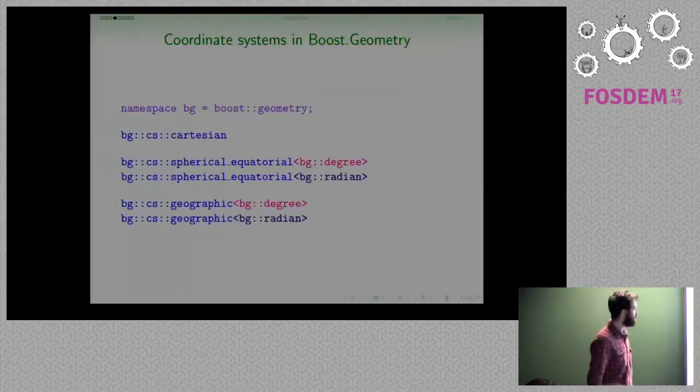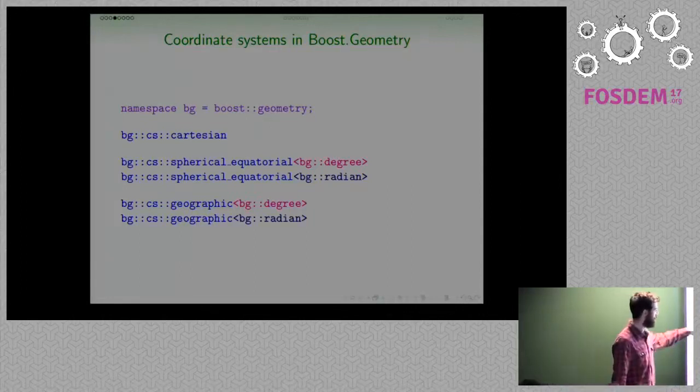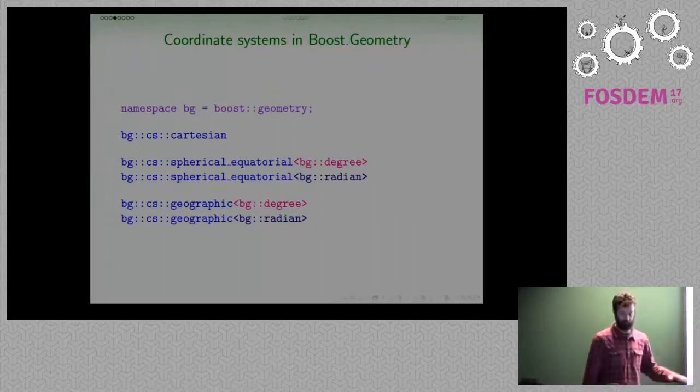So these are some types. These are the coordinate systems in Boost.Geometry. We have a Cartesian type, and we have a spherical equatorial parameterized by either degree or radian, and we also have the geographic. So geographic is the spheroid in the previous slide, and this is the sphere, and this is flat.